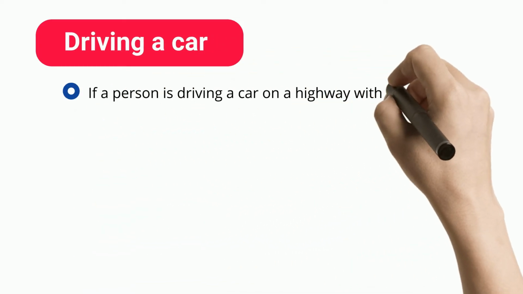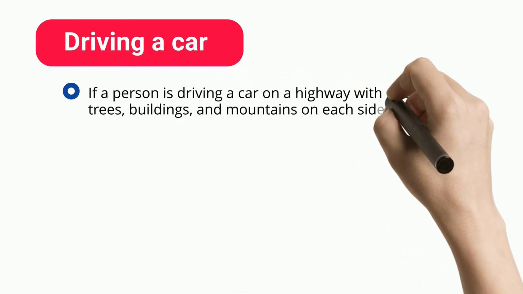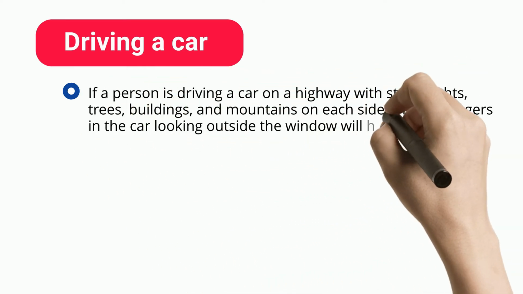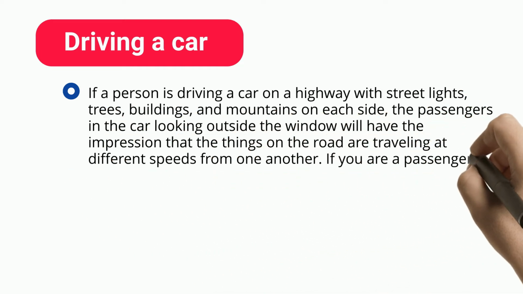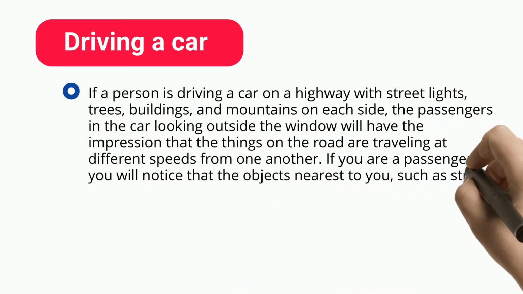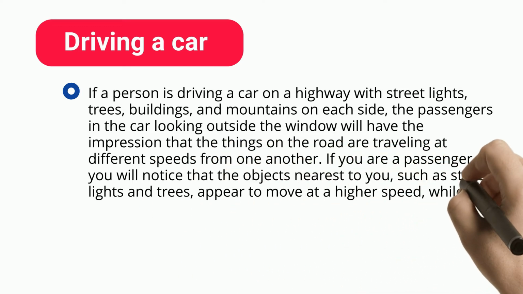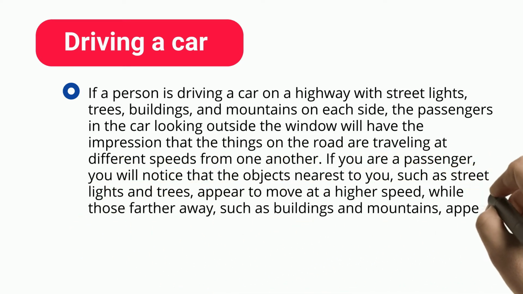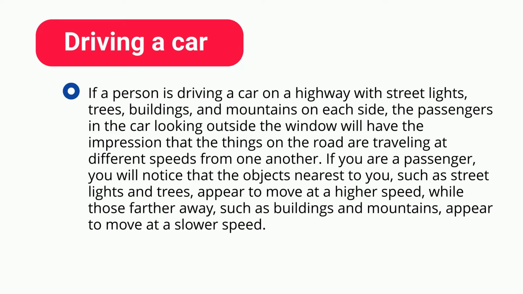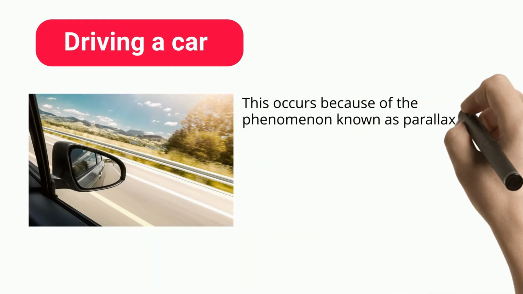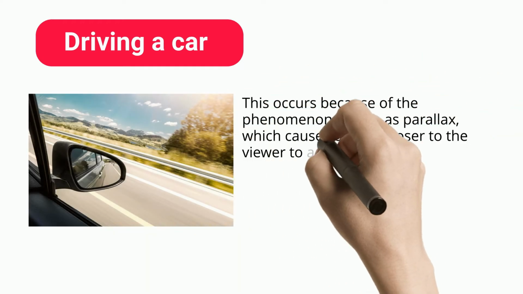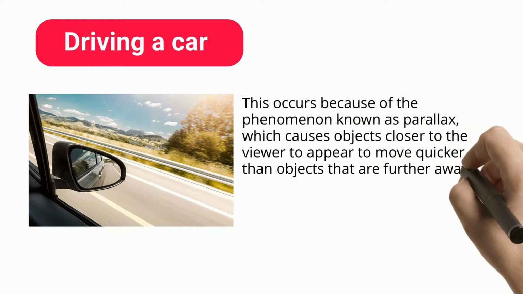Driving a car. If a person is driving a car on a highway with street lights, trees, buildings, and mountains on each side, the passengers in the car looking outside the window will have the impression that the things on the road are traveling at different speeds from one another. If you are a passenger, you will notice that the objects nearest to you, such as street lights and trees, appear to move at a higher speed, while those farther away, such as buildings and mountains, appear to move at a slower speed. This occurs because of the phenomenon known as parallax, which causes objects closer to the viewer to appear to move quicker than objects that are further away.